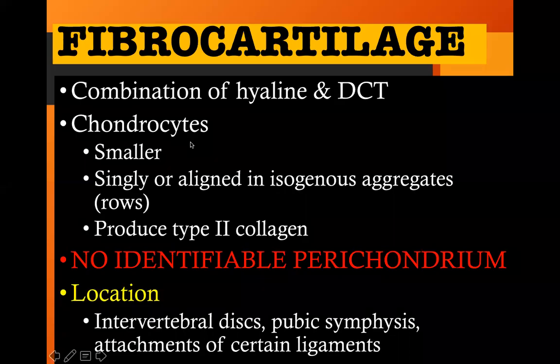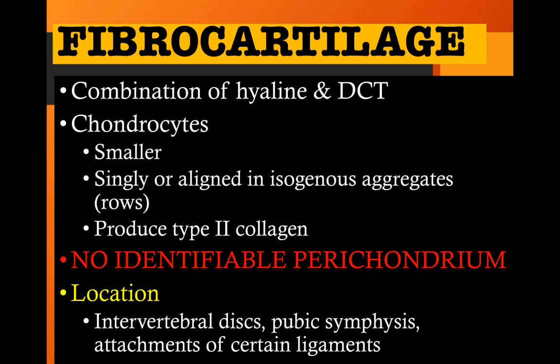This is a high power magnification of the elastic cartilage showing you the elastic fibers. Similar to the hyaline cartilage, they also have chondrocytes that are arranged singly or in isogenous groups. Those are the differences and similarities of hyaline and elastic. And the last type of cartilage would be a combination of hyaline and dense connective tissue.